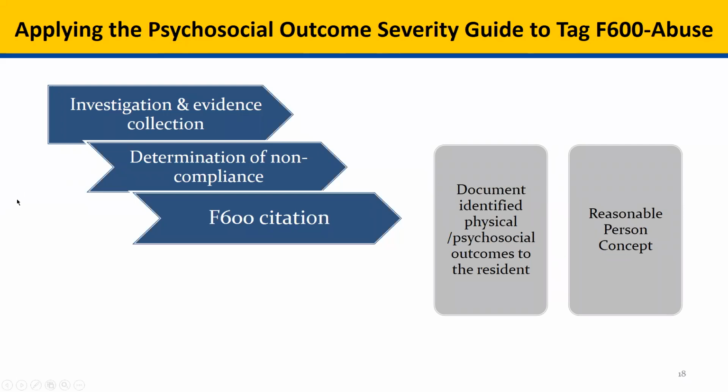As described earlier, here is a chart that shows how to apply the Psychosocial Outcomes Severity Guide. As with any other concern, the surveyor must investigate and collect evidence through observation, interview, and record review. Next, the surveyor determines whether the facility is in compliance with tag F600. If F600 is cited, then the surveyor documents any identified physical and/or psychosocial outcomes to the resident. In addition to the evidence gathered, the surveyor should apply the reasonable person concept, which may reveal that the resident is likely to or may potentially suffer a greater psychosocial outcome.